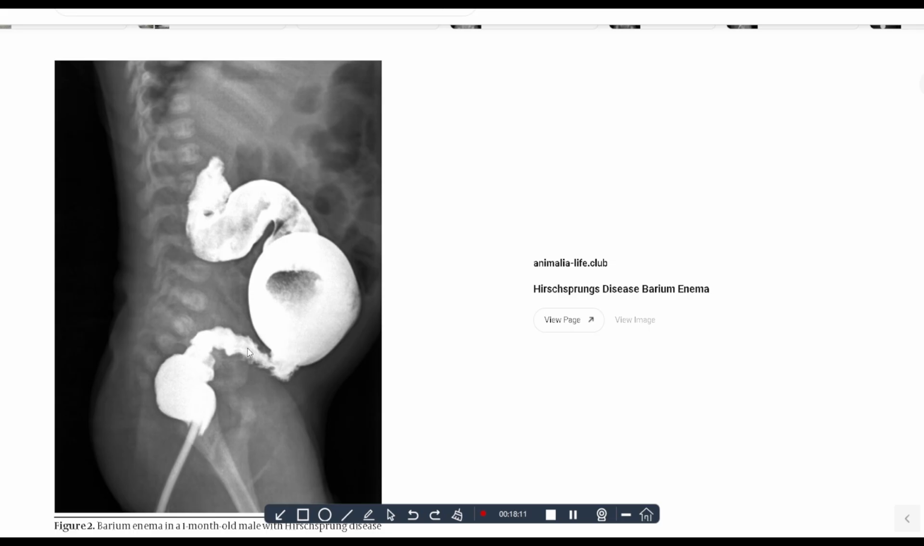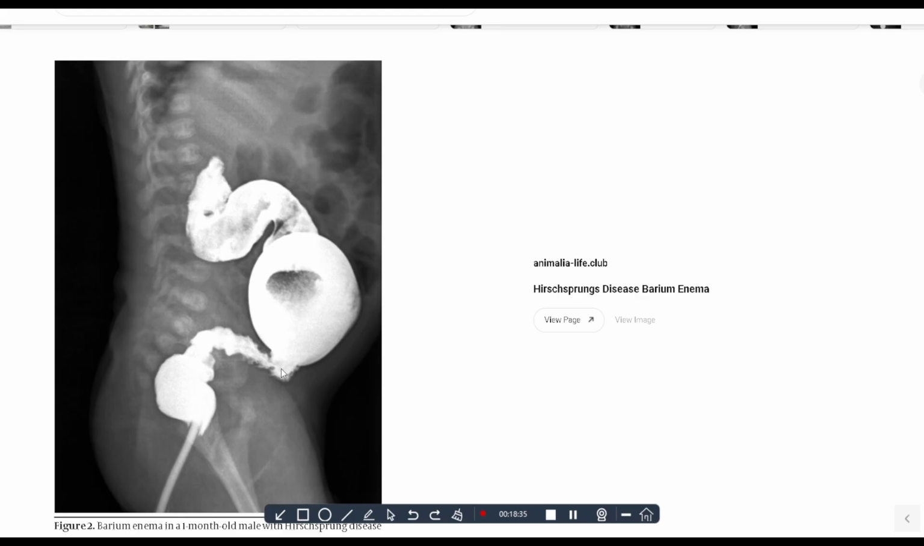As you can see, the distal part of the colon, the rectal vault, has been constricted, whereas the proximal part of the descending colon is really dilated. This is the diseased part where my cursor is pointing, and this is the non-diseased part, which has been dilated. So in Hirschsprung disease, this is the reason: the inadequate relaxation leads to delayed passage of the meconium.